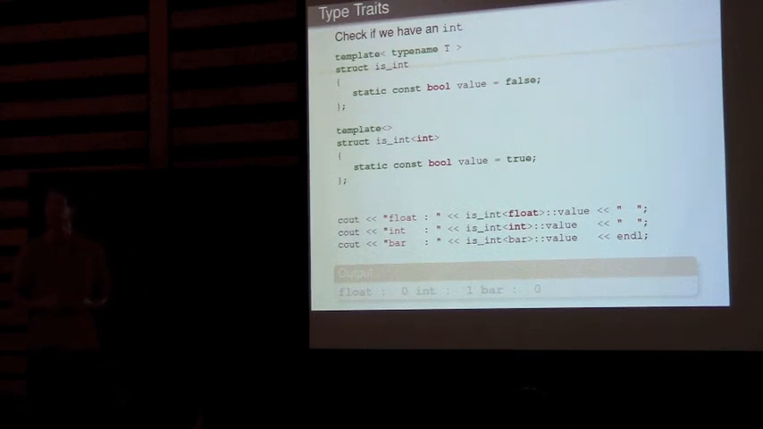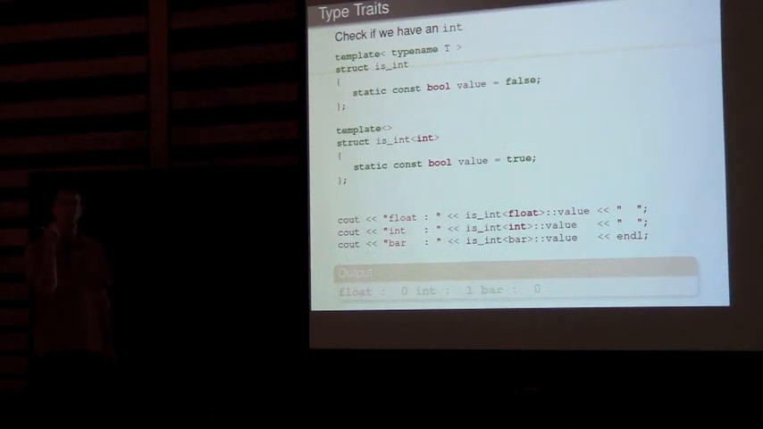We're going to then specialize T on the thing that we're interested in, in this case, an int. So we're specializing with the int, and now we can set value to true. Anything else that we throw at this is going to take this version of it, and we're going to get false. But if it's an int, the compiler will match it here, and we're going to get true.